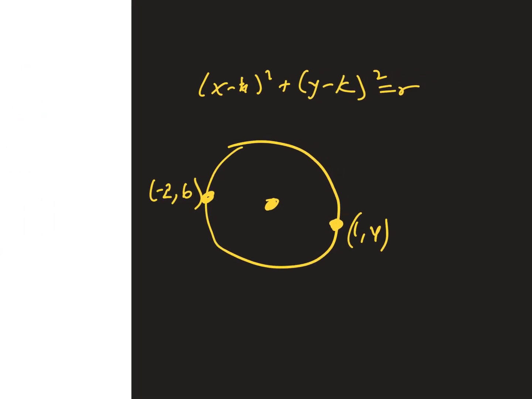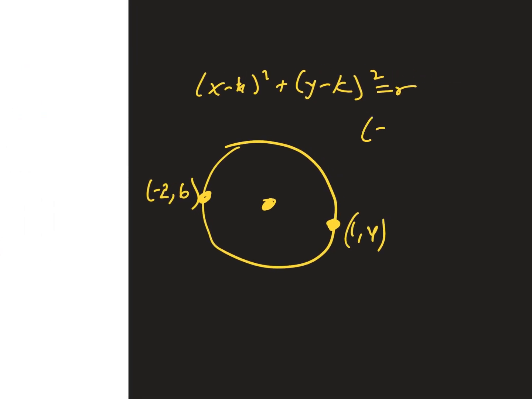So in order to do that, you would say negative 2 plus 1. Okay, hold on, bad example. Let's make this 2. So negative 2 plus 2 divided by 2. And then what are your y's? 6 plus 4 divided by 2. What's negative 2 plus 2? 0. And 0 divided by 2 is? Okay, so your center is at 0, comma. What's 6 plus 4? Divided by 2 is 5.